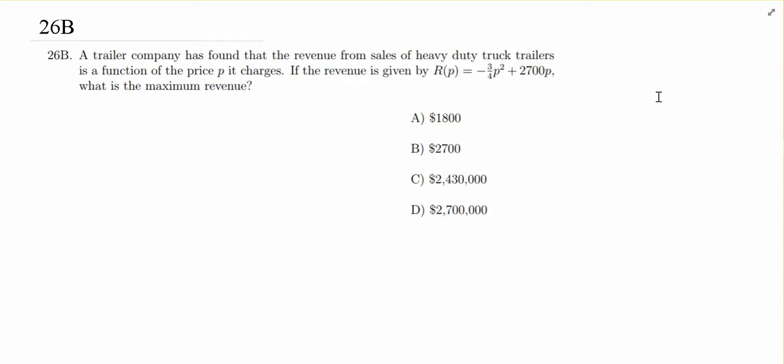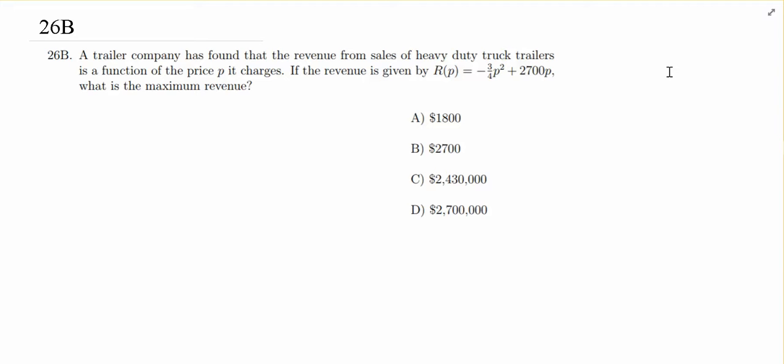So here's a good example of a word problem. We got a trailer company has found that the revenue from sales of heavy duty truck trailers is a function of the price P it charges. If the revenue is given by blah, what's the maximum revenue? So there's a few things I want you to look at in this problem.